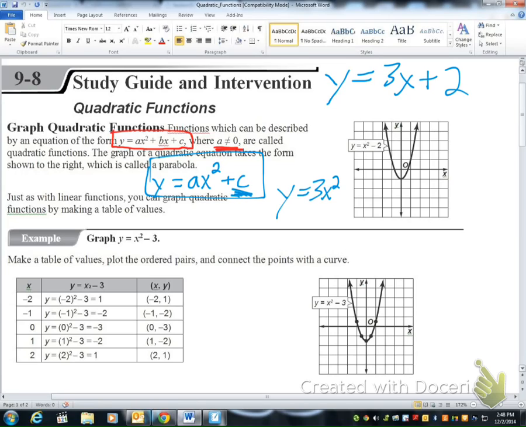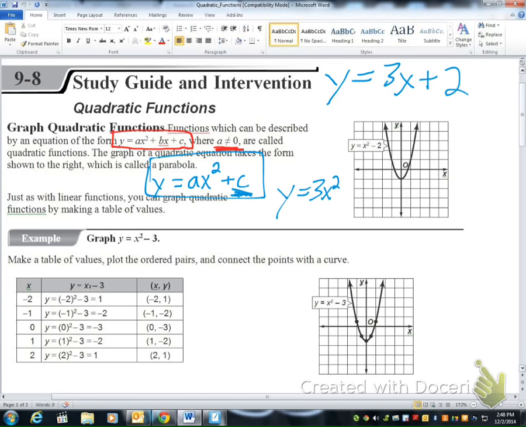Now, again, we're going to be looking at just the basics of quadratic equations, so we don't have to worry about memorizing all the different ways that you find the vertex. All you guys need to know is how to fill out a t-table. We have already done t-tables.